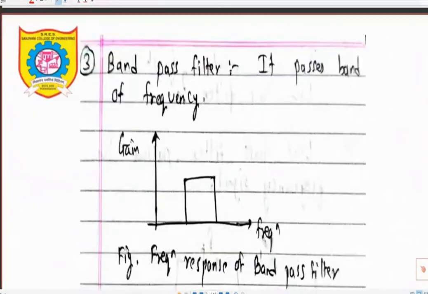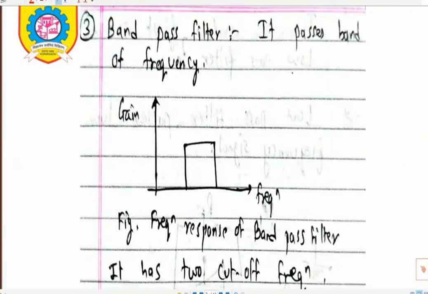Next is the band pass filter. So band means one frequency range, and pass. So what is it doing? It is passing one band of frequency. So from this frequency to this frequency will be passed because gain is high and all other frequencies are stopped. So one band is passed by this filter. So this is the frequency response of band pass filter.